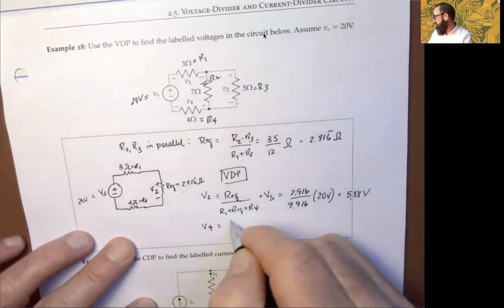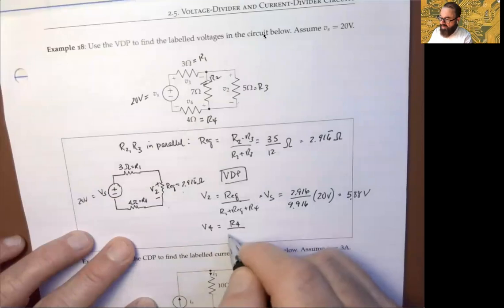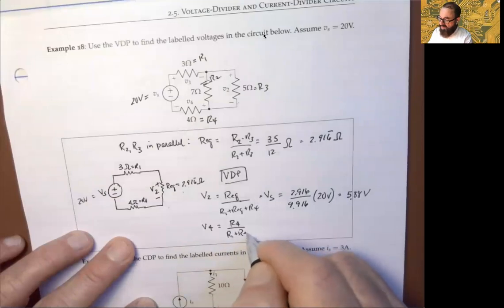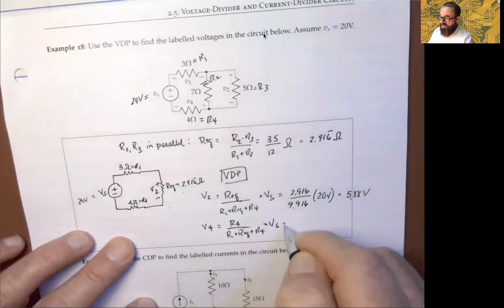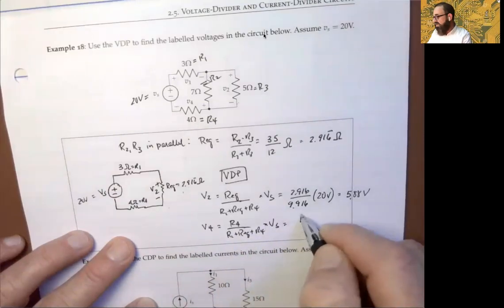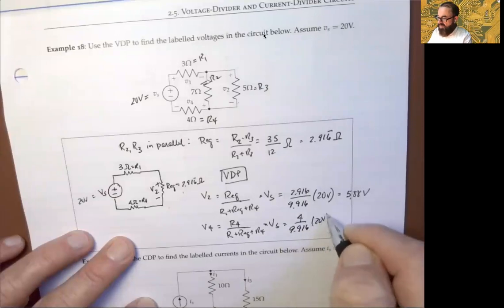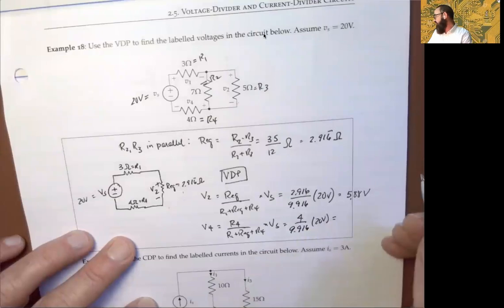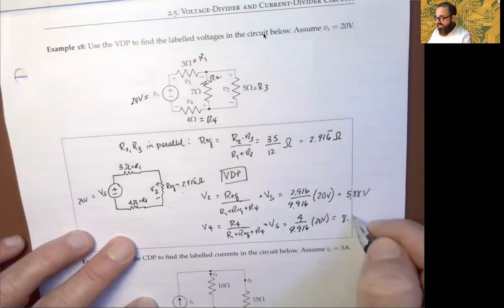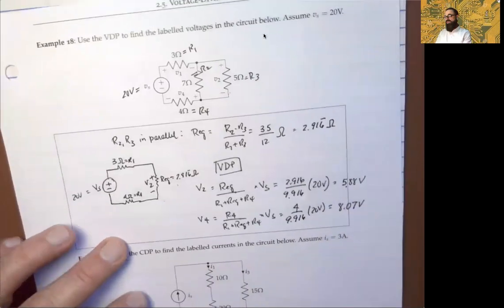V4 would be R4 over that sum again, R1 plus the equivalent, plus R4, times Vs, and that's just 4 over that same denominator every time, times the 20 volts. That's almost 80, so it's about 8. We'd expect it close to 8.07 volts.